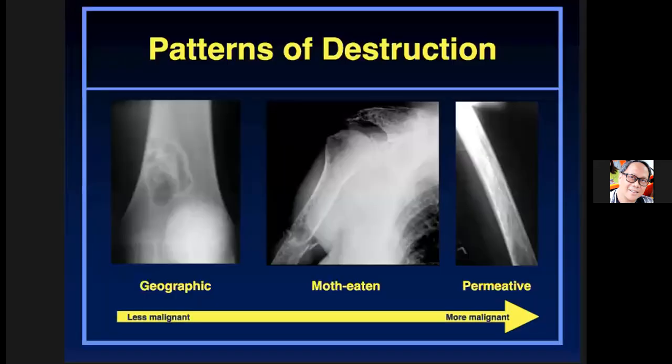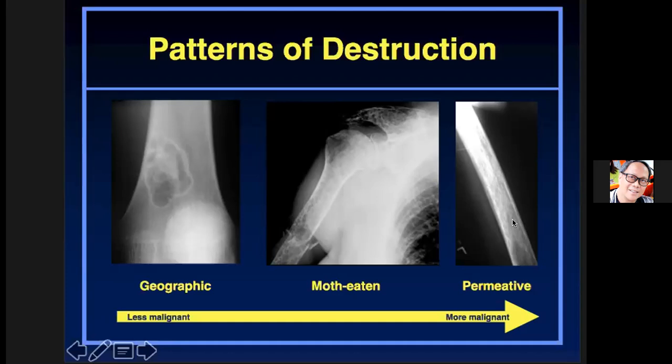So again, if you compare these three patterns of destruction, going from the benign or least aggressive looking to the right, the more aggressive or most likely malignant lesions, you have geographic, moth-eaten, and permeative. If you look at moth-eaten, you can see that the cortex, at least in most of the areas, is still intact. Here you have endosteal involvement, or the inner lining of the cortex.